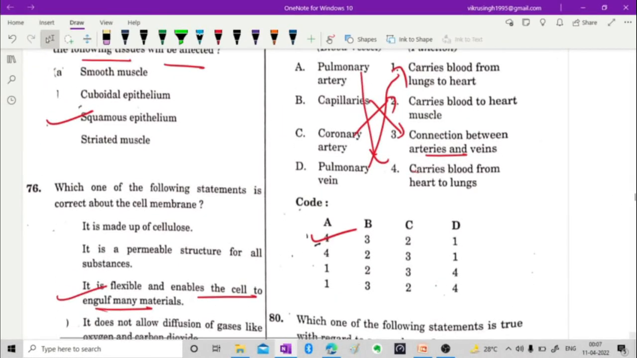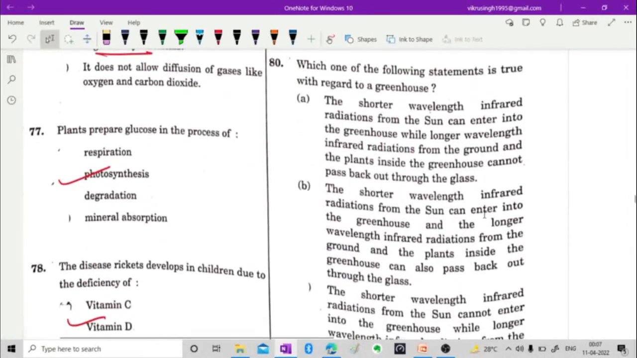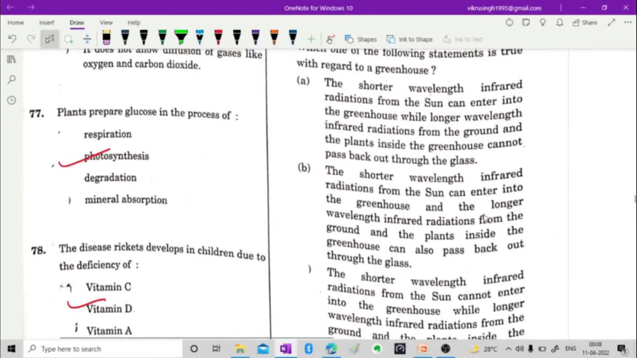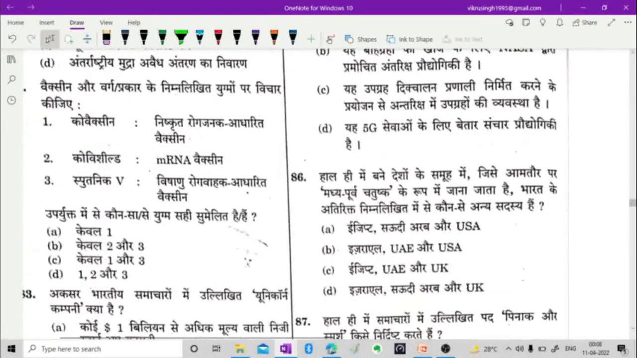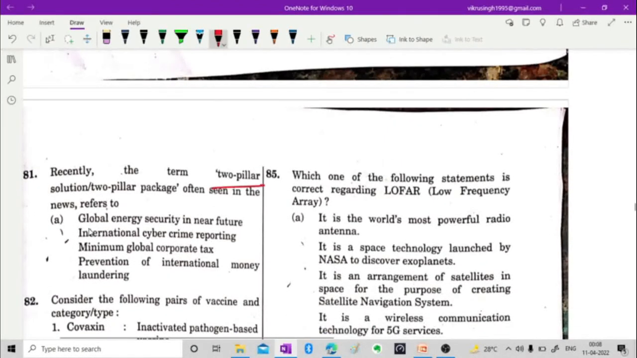Now moving on to question number 80, with regard to greenhouse gases. So these are big options right there. The correct option is A. Now moving on to question number 81. Recently the two pillar solution or three pillar package is often seen in news. So what is this two pillar and three pillar?